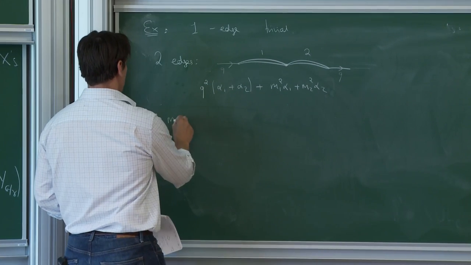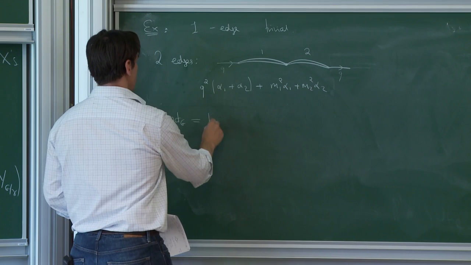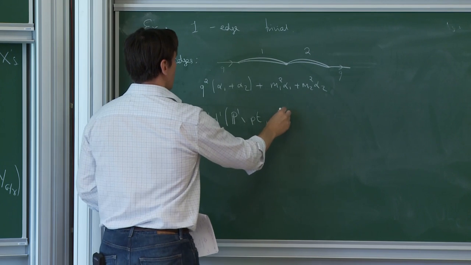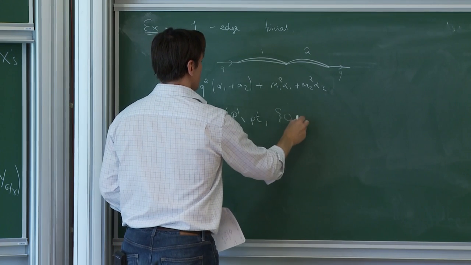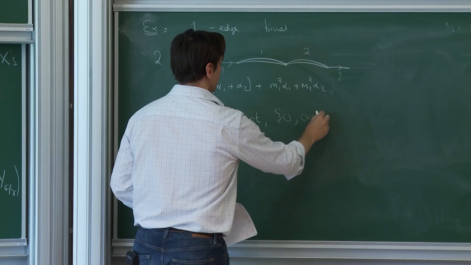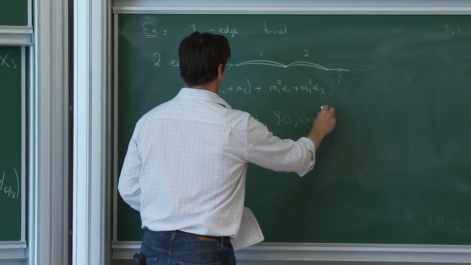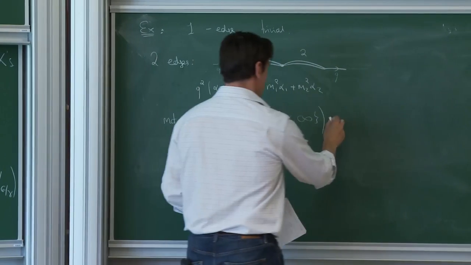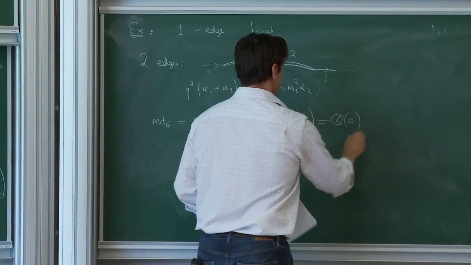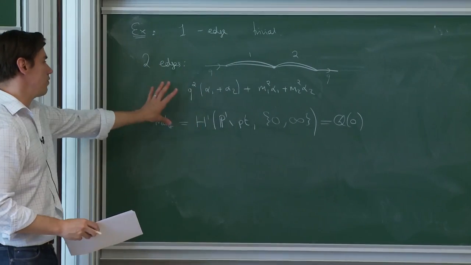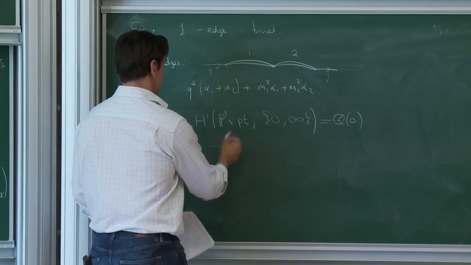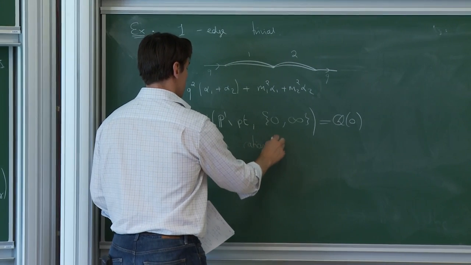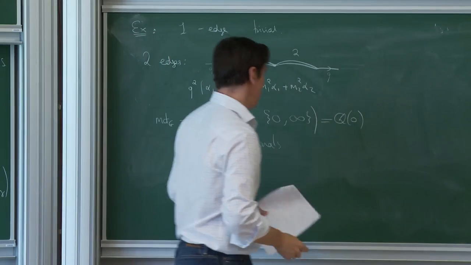So the motive is just H1 of P1 minus a point, and there's nothing to blow up here. The boundary, the coordinate simplex, is just two points, 0 and infinity. And so this is just a Q of naught. So the only generalized periods you could ever get from this graph are rational numbers. It's kind of not interesting. We only get rational numbers, or rational functions of q and m.